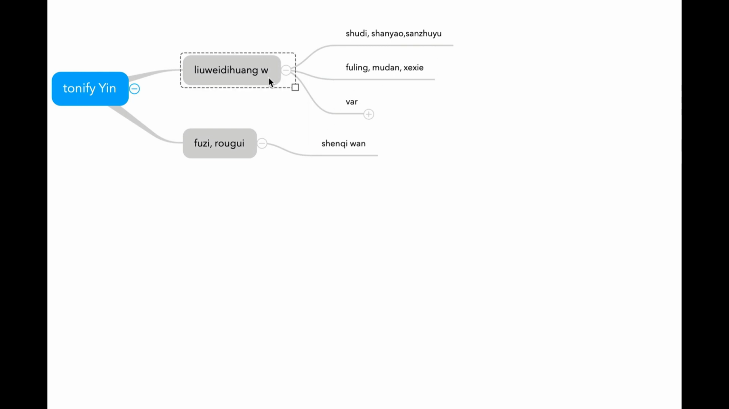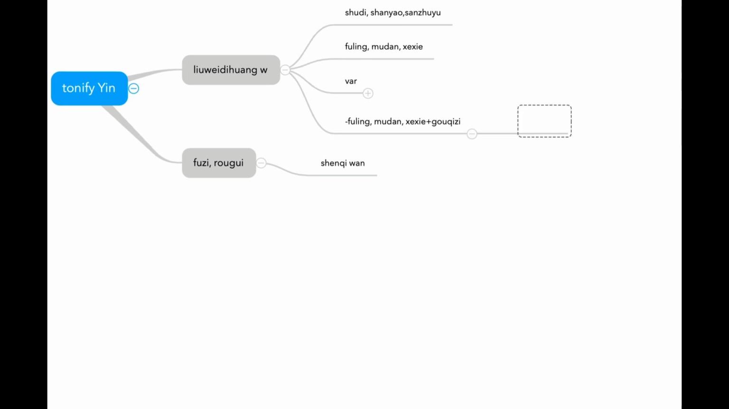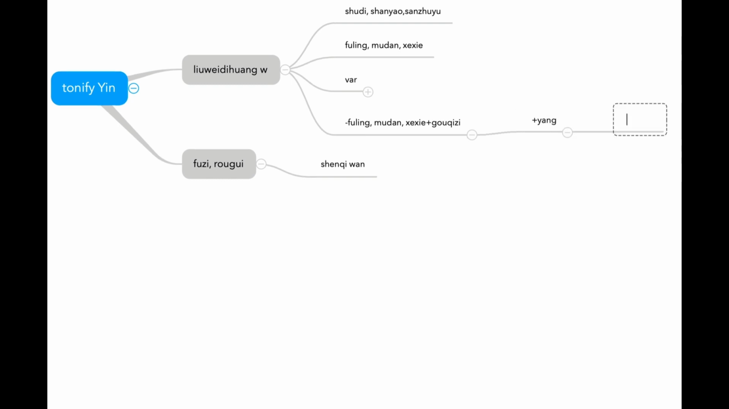From Liu Wei Diwan 1, remove all these three and add gouqizi and add yang tonifiers, that is Zhuo Gui. So this is for tonification, right? Tonification.